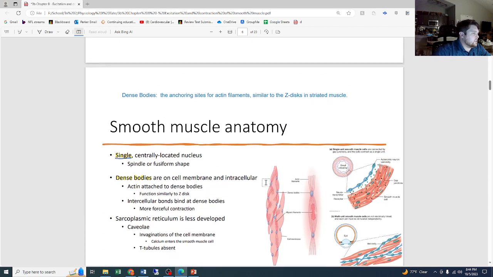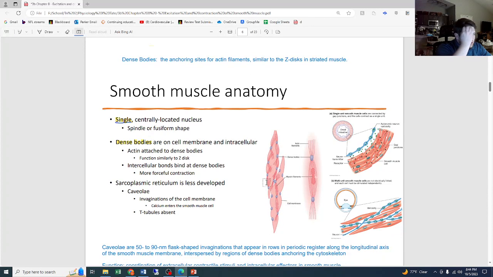Now, jumping into the anatomy, the smooth muscles are going to be single muscle cells, or they'll have a single centrally located nucleus. We look at skeletal muscle. Typically, they're all multinucleated. Cardiac muscle will have one or two nuclei within that. But our smooth muscle, we're always going to have one single centrally located nucleus.